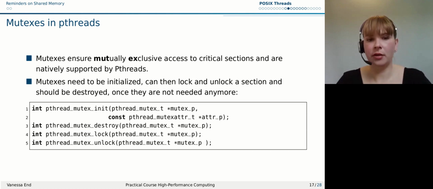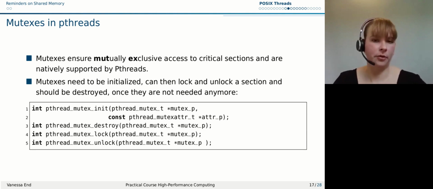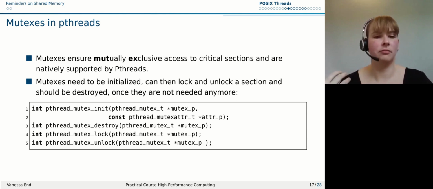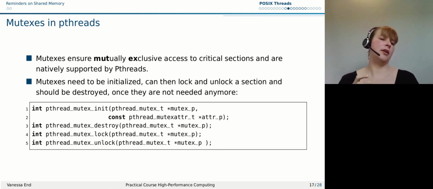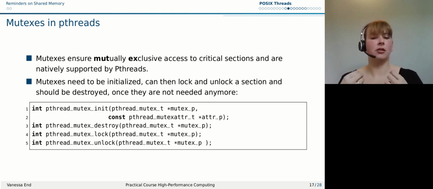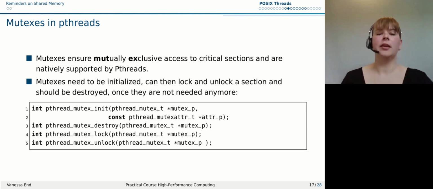So one method to do that are so-called mutexes. Mutexes ensure mutually exclusive access to a critical section. This is where they get their name from. And they're native to the pthreads library. So again, you have different functions that initialize a mutex, that lock a mutex. So once you lock the mutex, no other thread that wants to access this area can lock it itself, but instead has to wait until it can lock the mutex itself.